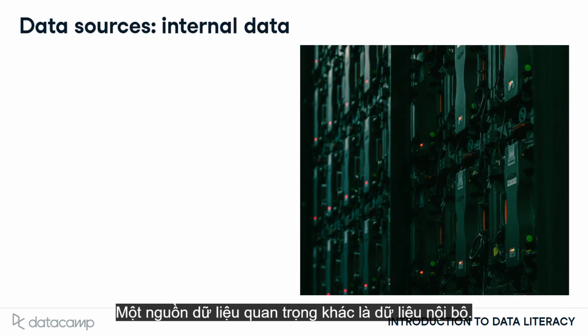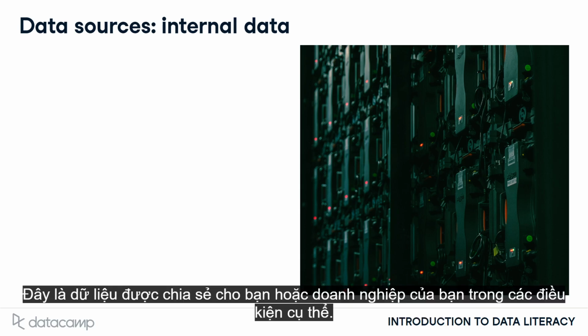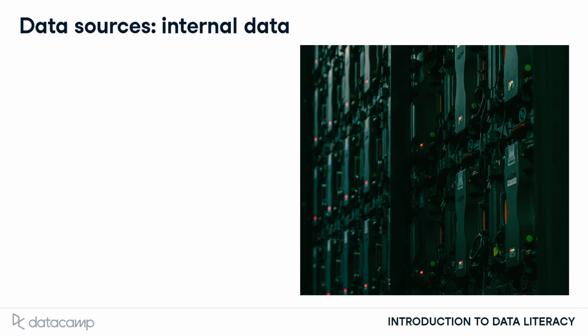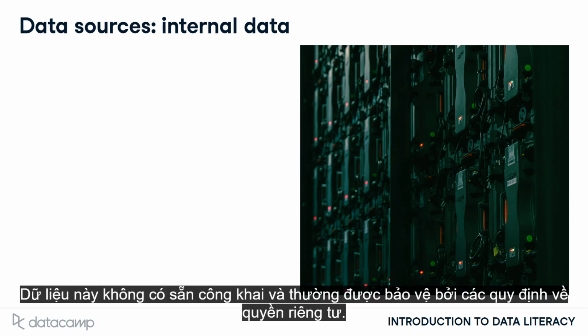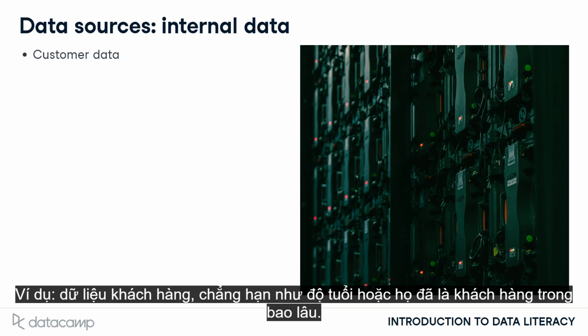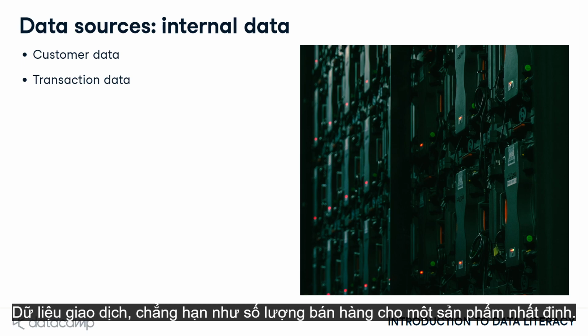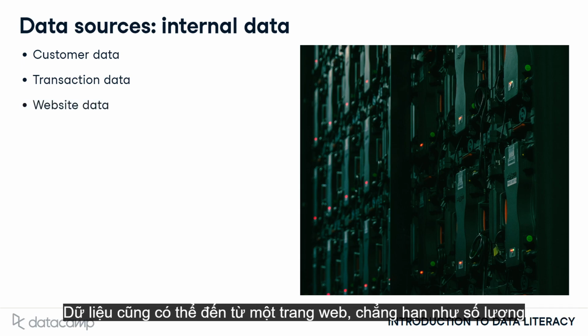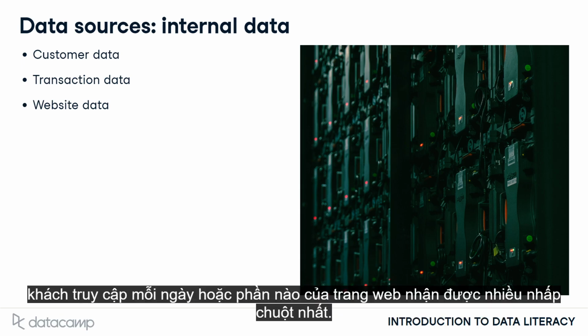Another important data source is internal data. This is data that is shared to you or your business under specific conditions. This data is not publicly available and typically is protected by privacy regulations. For example, customer data like age or how long they've been a customer, transaction data like the sales number for a certain product. Data can also come from a website, like the number of visitors each day or which part of the website gets the most clicks.